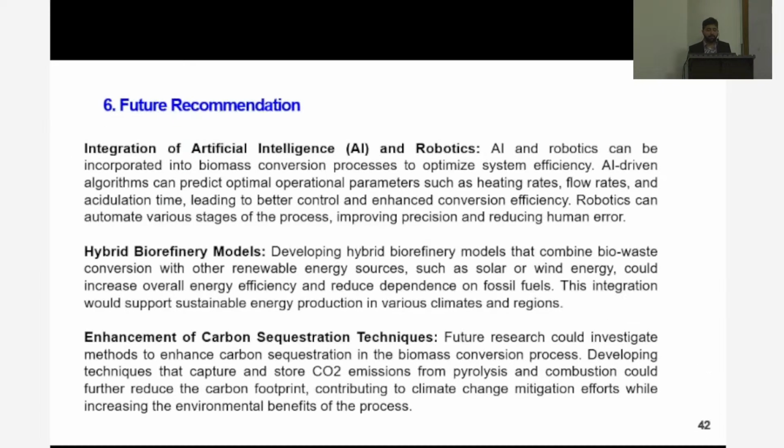And this is our future recommendation: integration of AI and robotics, hybrid biorefinery models based on biomass as well as conventional fuels, and then enhancement in carbon sequestration techniques.